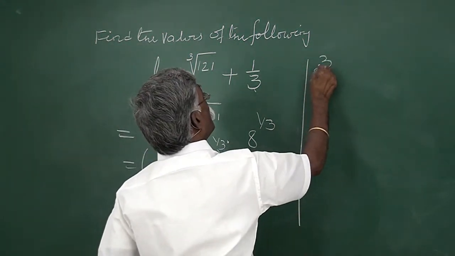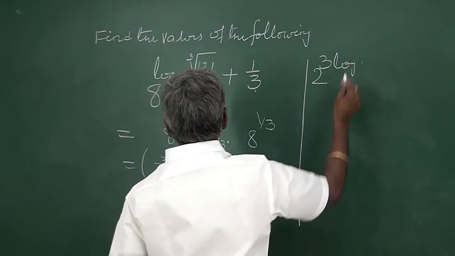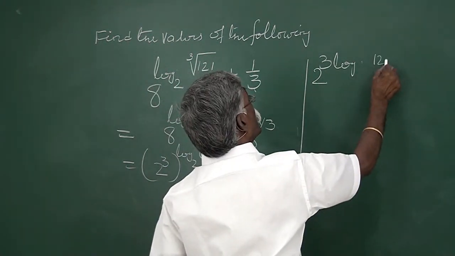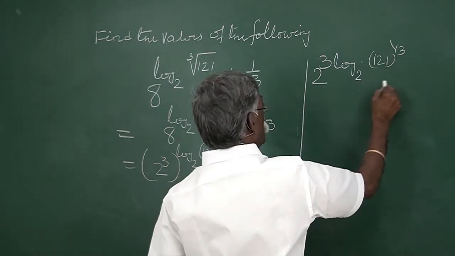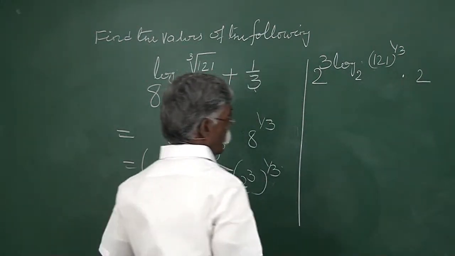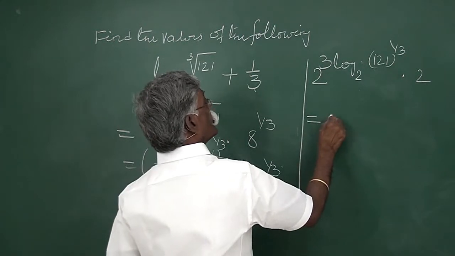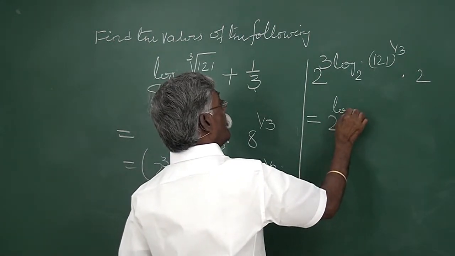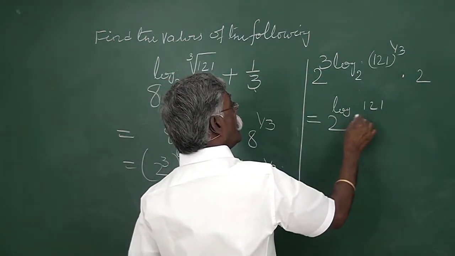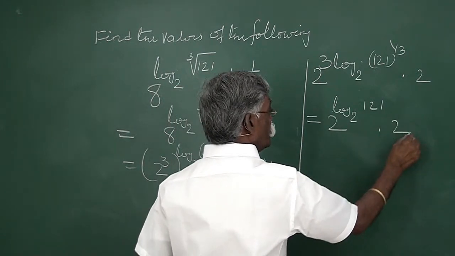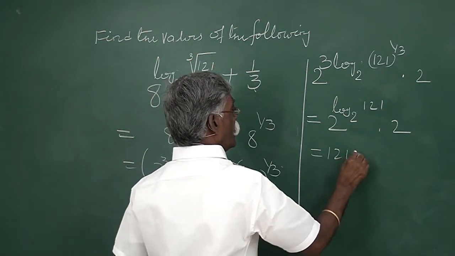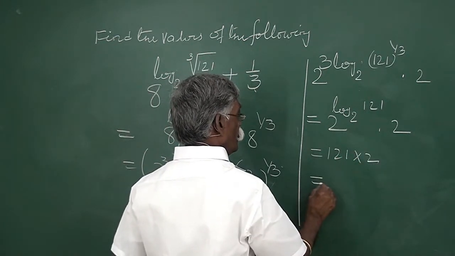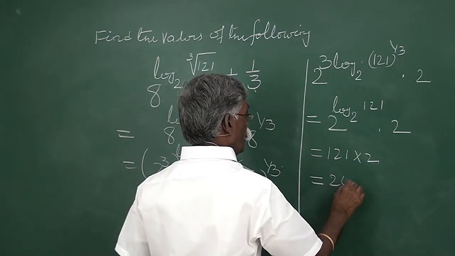Now when this 3 comes here, it becomes 121. Therefore this is 2 power 3 log 121 to the power 1 by 3 to the base 2, into this is 2, and this is 2 power log of 121 to the base 2 into 2. So thereby this is 121 into 2. Finally it is 242.